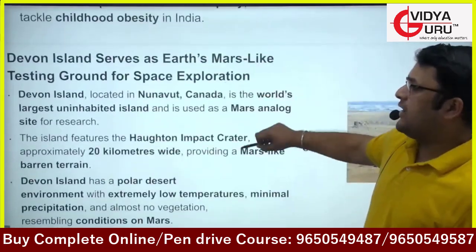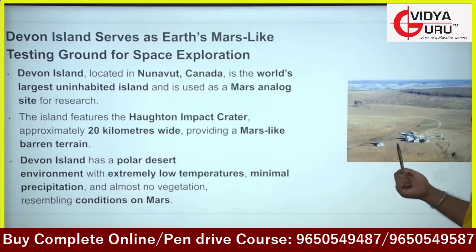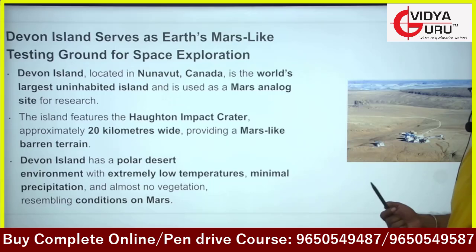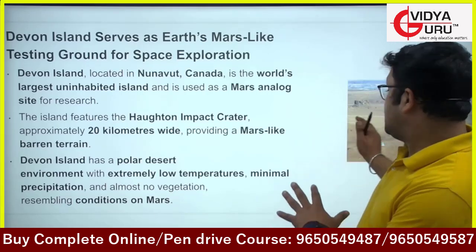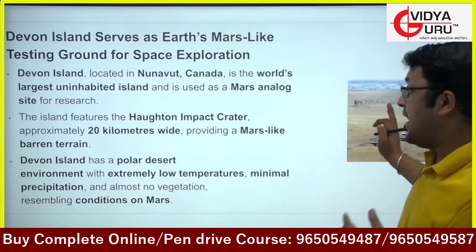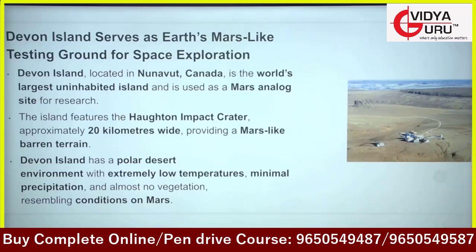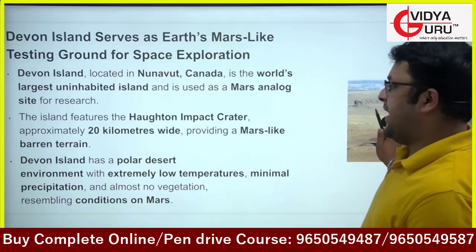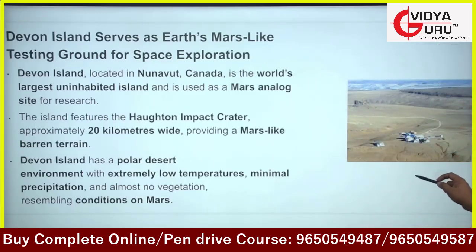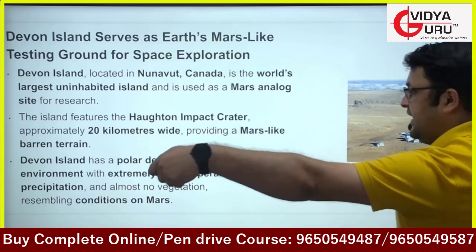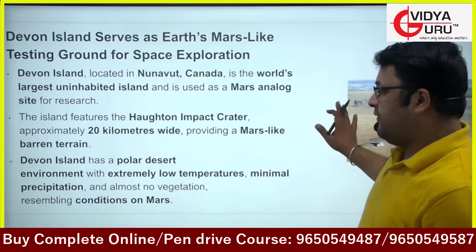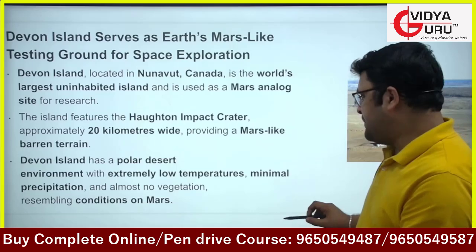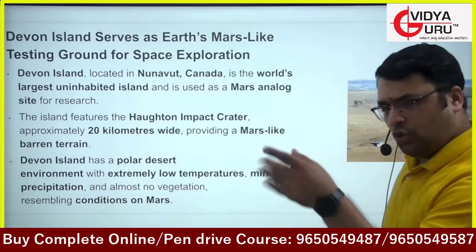Next one, Devon Island. This Devon Island is in Canada, let me tell you, and this island looks like Mars. So this Devon Island is located in Nunavut, Canada, and this is the world's largest uninhabited island. I said uninhabited island, which is going to be used as a Mars analog site for research. This island features the Houghton Impact Crater. This is a Houghton Impact Crater, which is approximately 20 km wide, providing a Mars-like barren terrain. So this Devon Island also has a polar desert environment, extremely low temperature, minimal precipitation, almost no vegetation.